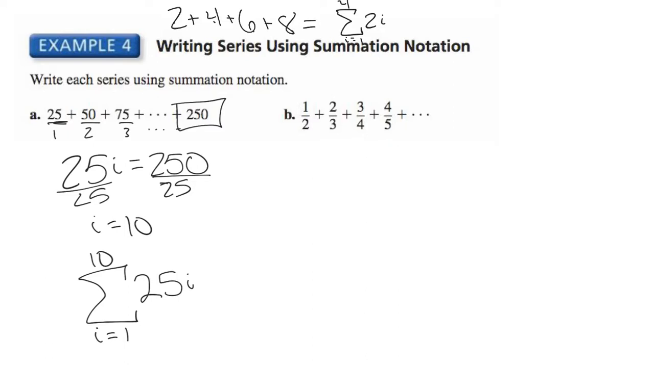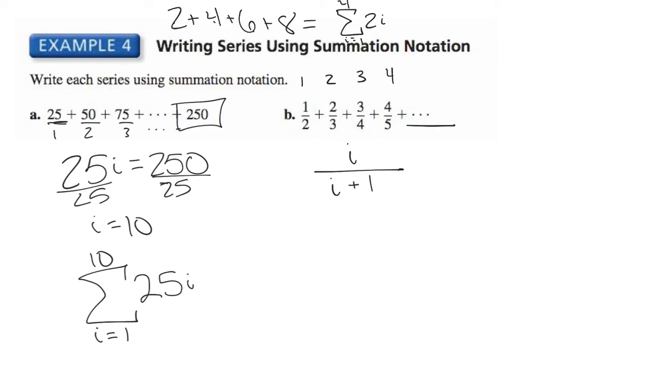Now, if you look at B, our first term is 1 over 2. Our second term is 2 over 3. Our third term is 3 over 4. And our fourth term is 4 over 5. What I see this as is that it's my term number over my term number plus 1. To check through and make sure it works, I see that in my first term it's 1 over 1 plus 1, so that's 1 over 2, which works. Then I have 2 over 2 plus 1, 2 over 3, that works. So that's going to be my pattern.